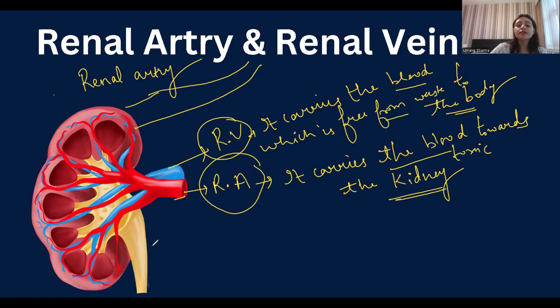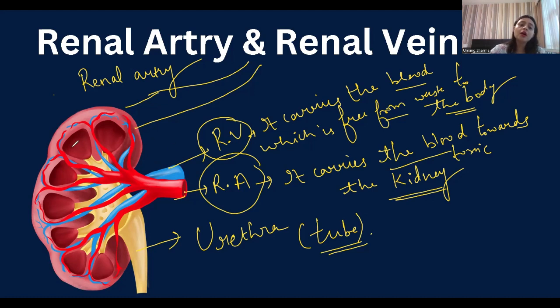Okay, and what is this? This is your urethra, the tube. This is how the whole excretory system works, and here are all the nephrons which are present. Nephrons which are filtering out all the waste materials and converting them into urea and urine. There are numerous nephrons.